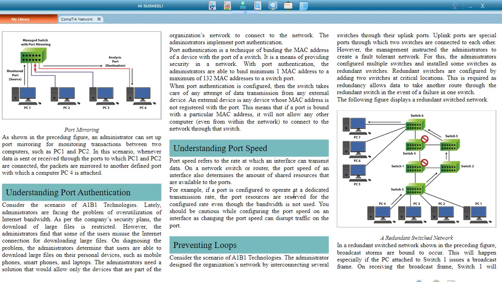Understanding port speed. Port speed refers to the rate at which an interface can transmit data. On a network switch or router, the port speed of an interface also determines the amount of shared resources that are available to the ports. For example, if a port is configured to operate at a dedicated transmission rate, the port resources are reserved for the configured rate even though the bandwidth is not used. You should be cautious while configuring the port speed on an interface, as changing the port speed can disrupt traffic on the port.